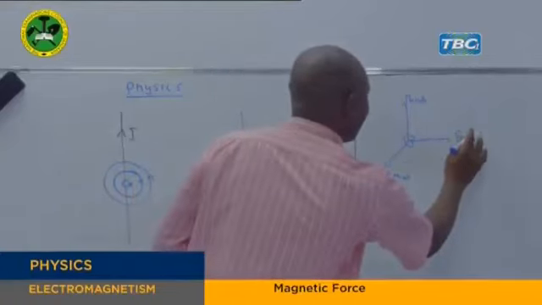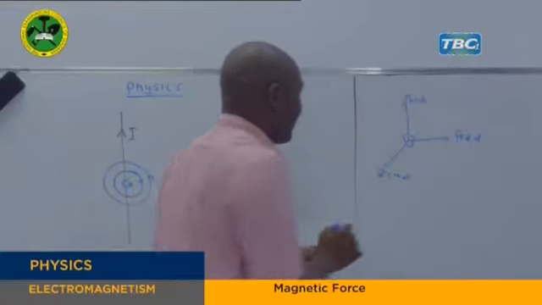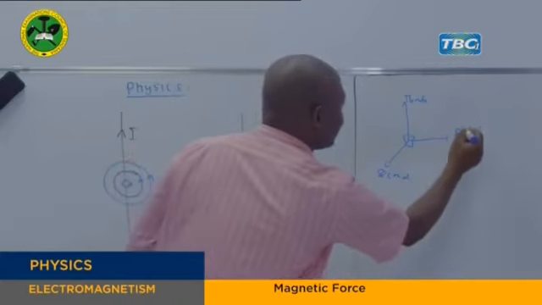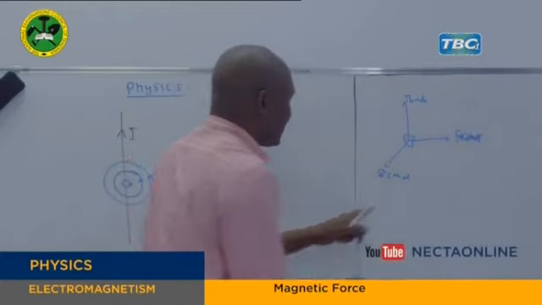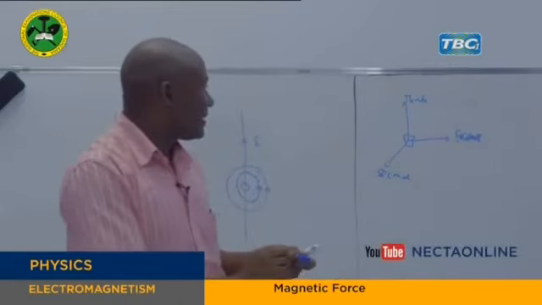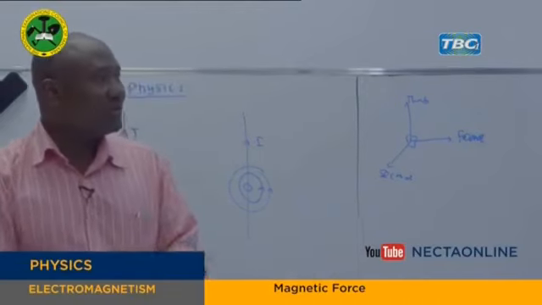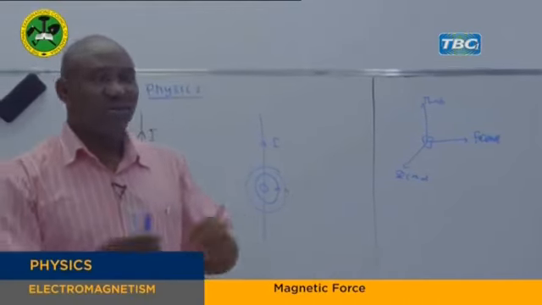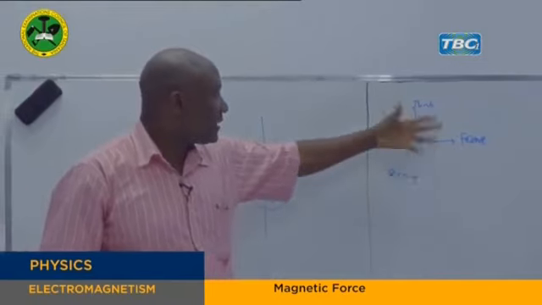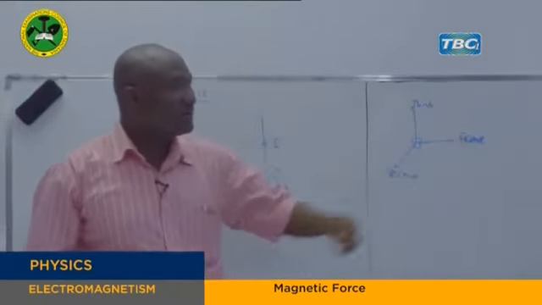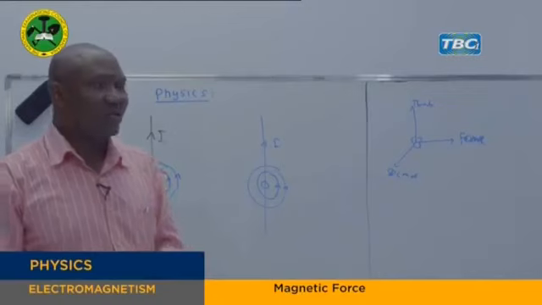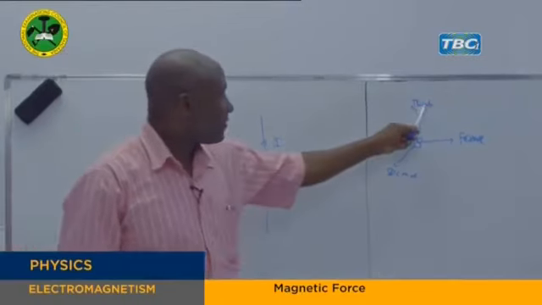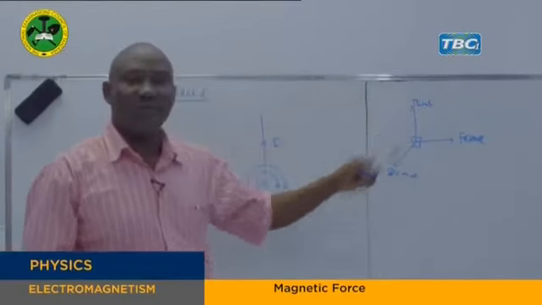This is the one which is indicating the direction of the field, which is the forefinger. This is the second finger. That is the thumb. So the physical quantities of the Fleming's left hand rule are talking about the three quantities: the current, field, and the force.